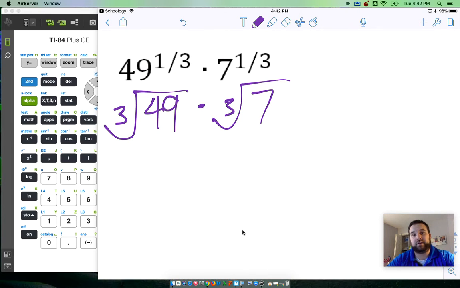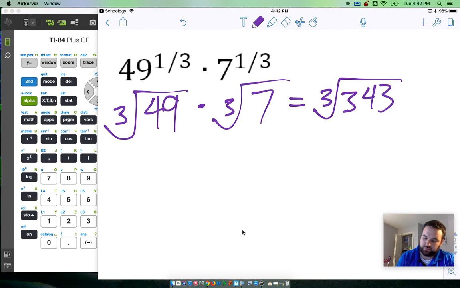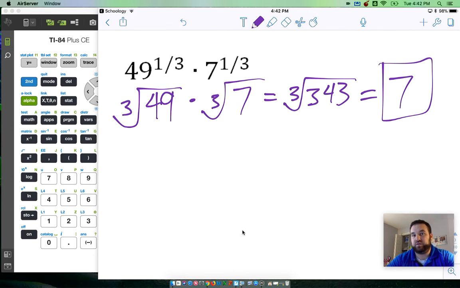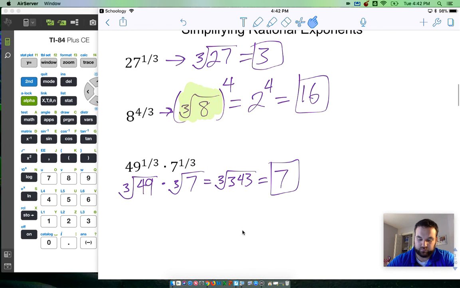They have the same index, so I can multiply the radicands, or the numbers underneath. So I can do 49 times 7 and get 343. This is a perfect cube. This is simply the third root of 343, which is equal to 7. So that allows us to simplify all the way down to just a single digit 7. No power, no funny business or anything like that.